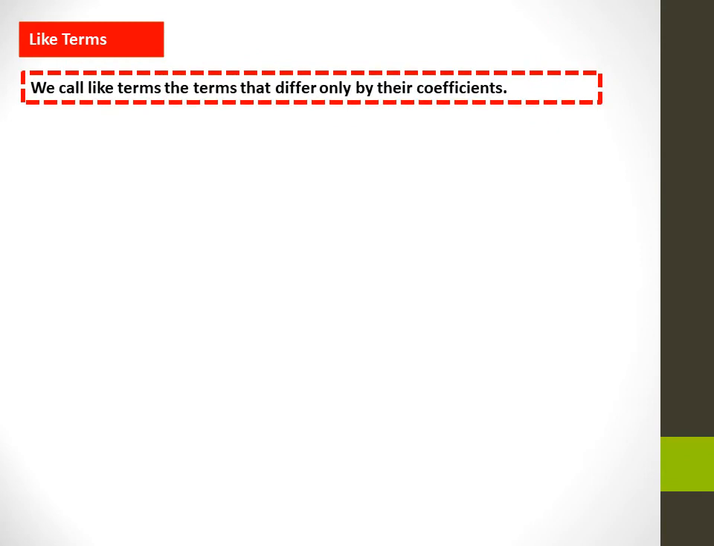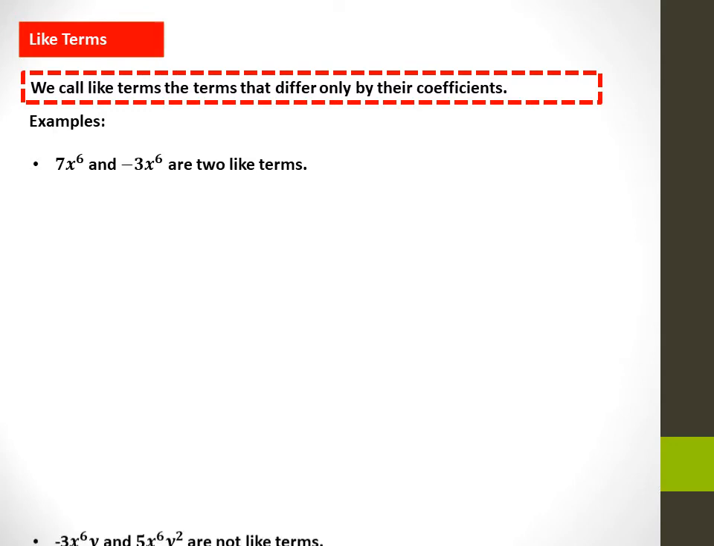Like terms. We call like terms the terms that differ only by their coefficients. Examples. 7x to the power of 6 and negative 3x to the power of 6 are two like terms, since in both terms the variable is x and the exponent of the variable is 6. Negative 3x to the power of 6 y and 5x to the power of 6 y to the power of 2 are not like terms.